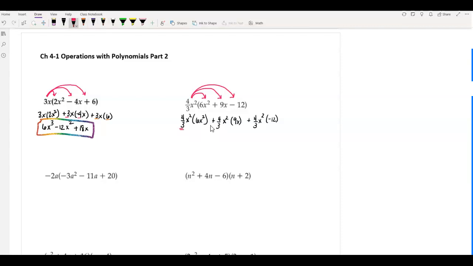We could take 4/3 times 6, and that's going to get us 8. I have x squared times x squared. The bases are the same, so we add our exponents. Now we'll go 4/3 times 9 in our calculator, which gets us 12. Once again, we have like bases of x, so we can add our exponents. 2 plus 1 is 3. 4/3 times negative 12 gets us negative 16 x squared.